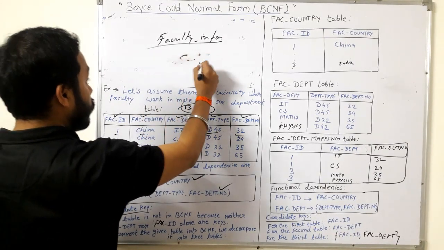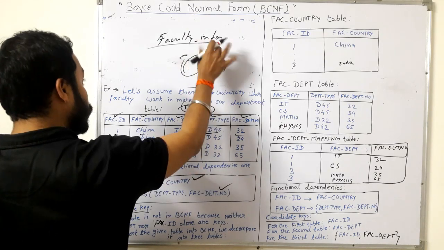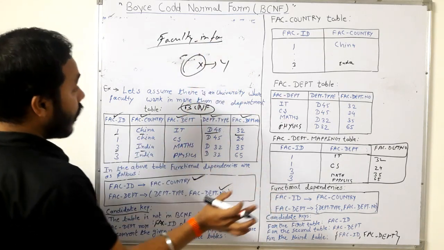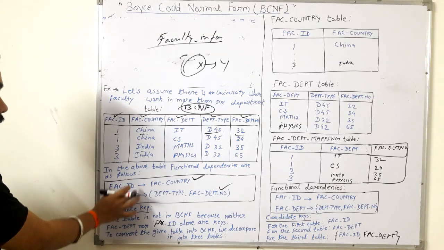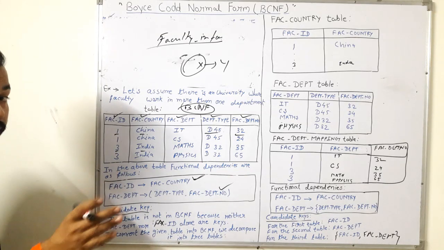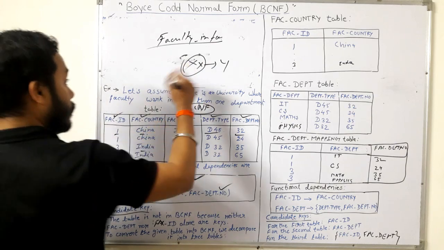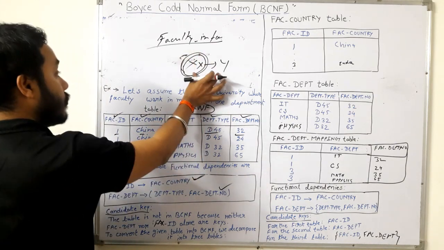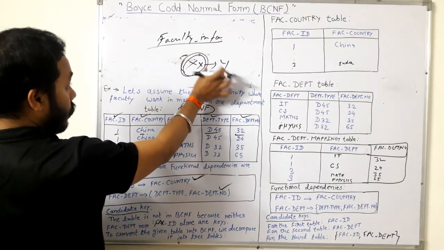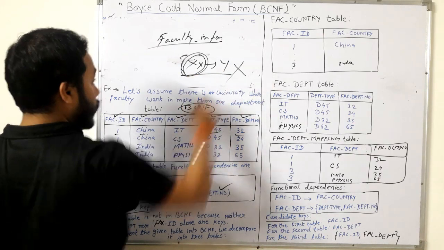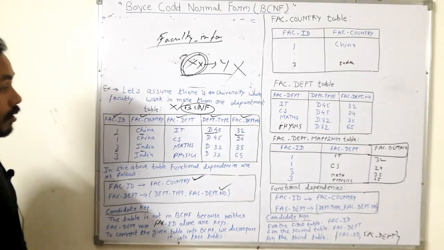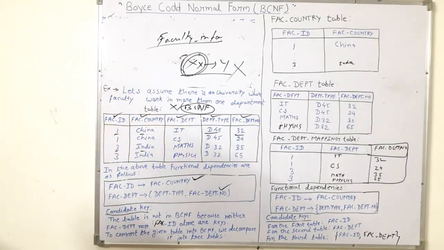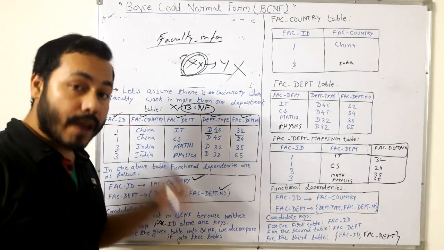Suppose X implies Y and X should be the super key. This is not the case, because see, faculty ID and faculty department alone cannot be the key. So this clearly indicates that this is not the super key, so this property is not satisfied. So this table is not in BCNF. Now to make it BCNF, again we have to break the table.